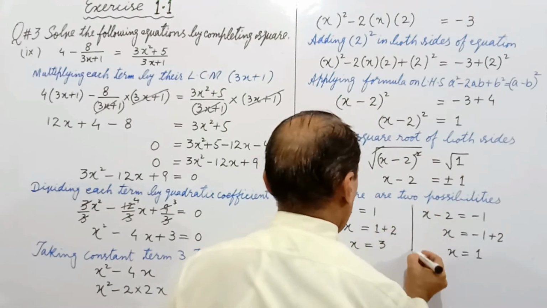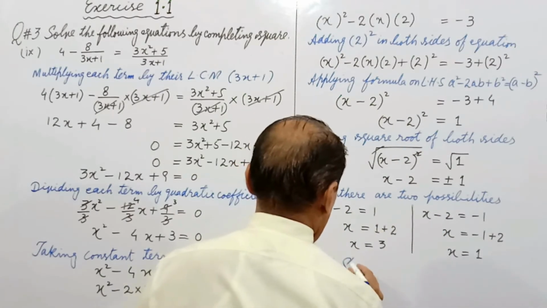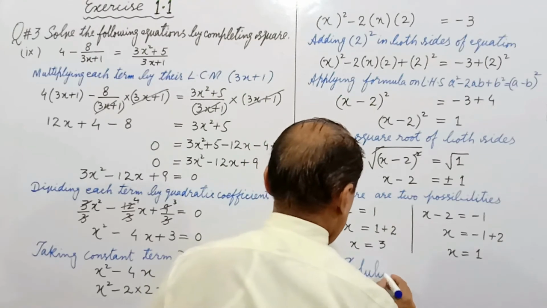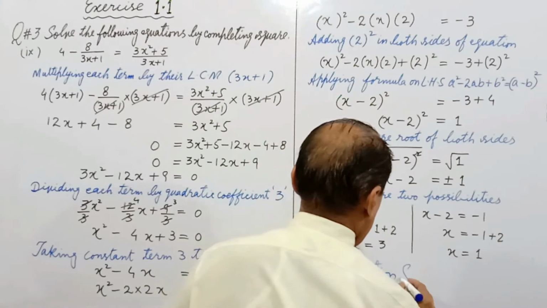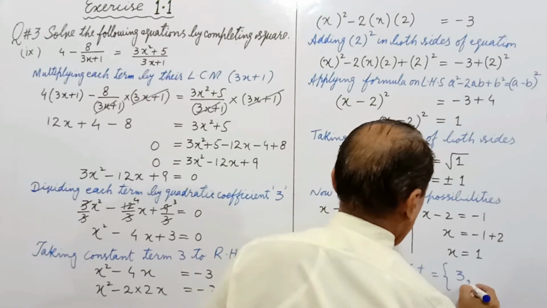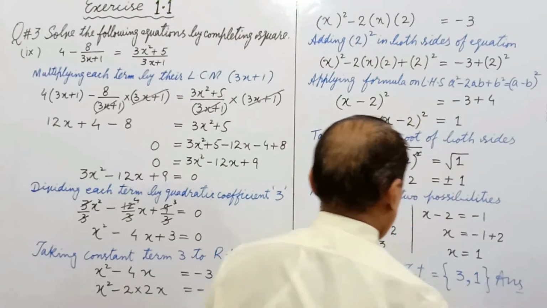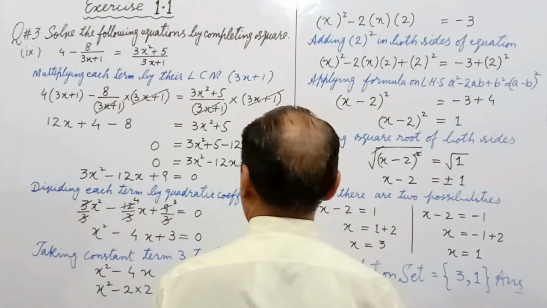We got both the roots, so thus solution set is equal to 3, 1. That's it for the part 9.